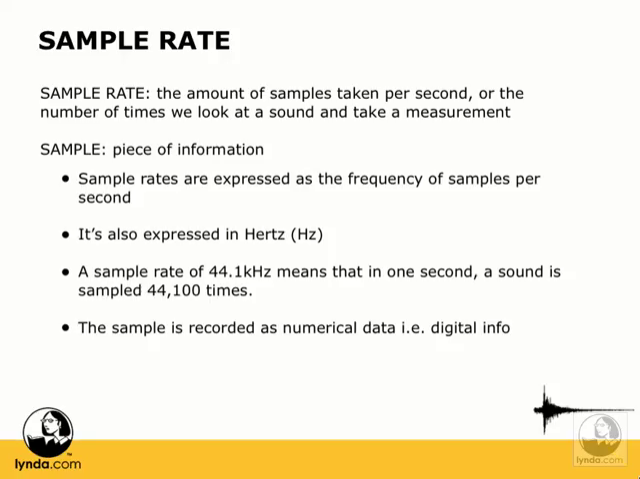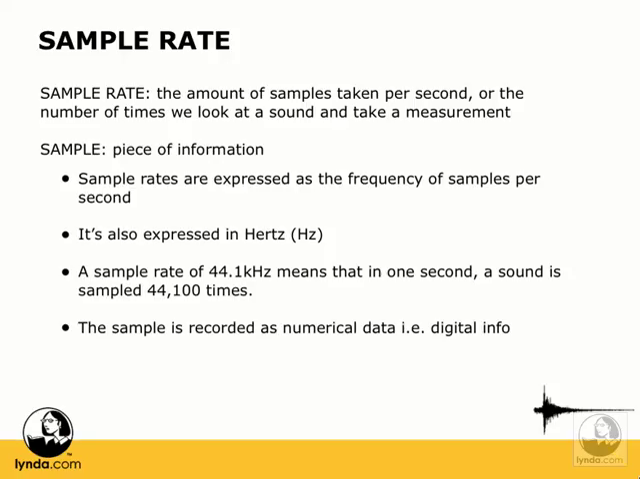Sample rates are expressed as a frequency of samples per second, so they're expressed in hertz. We take a lot of them. With a sample rate of 44.1 kilohertz, in one single second we're taking a look and sampling that sound 44,100 times. So that's a lot of looks. Every time we take a look, we record a sample, which is more or less numerical data, and that is digital information that our computers can read and understand. And the higher that sample rate is, the better the sound quality we'll have.